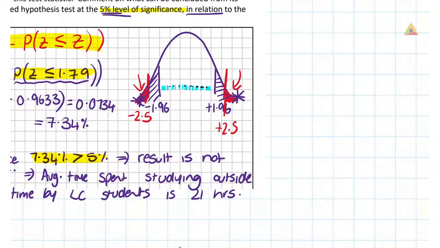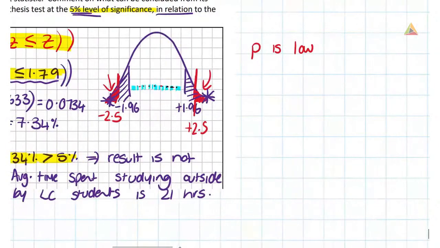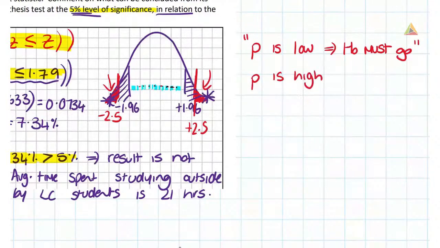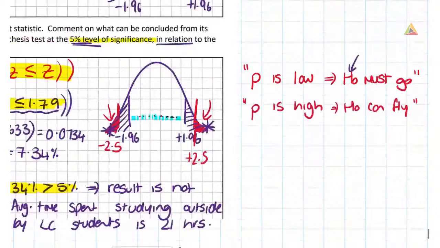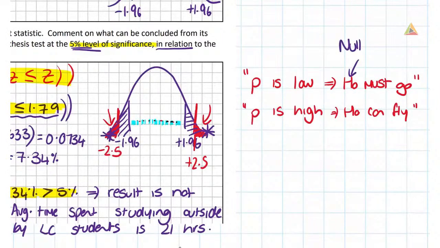Something that might help you to remember your conclusion is this little rhyme. If P is low, in other words lower than 5%, then H0, which is your null hypothesis, must go. And if P is high, so if it's bigger than 5%, then we say H0 can fly. In other words, go ahead with your null hypothesis. So if P is low, H0 must go. And just a reminder, your H0 is your null hypothesis.